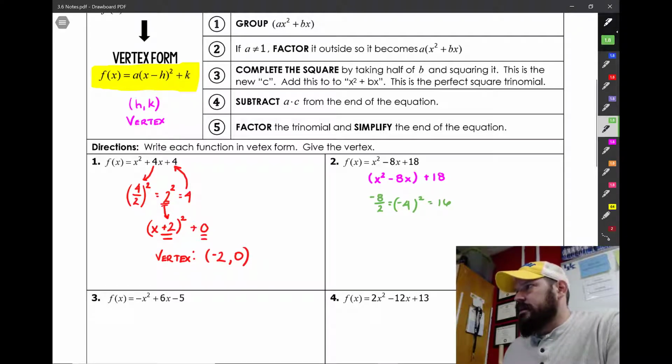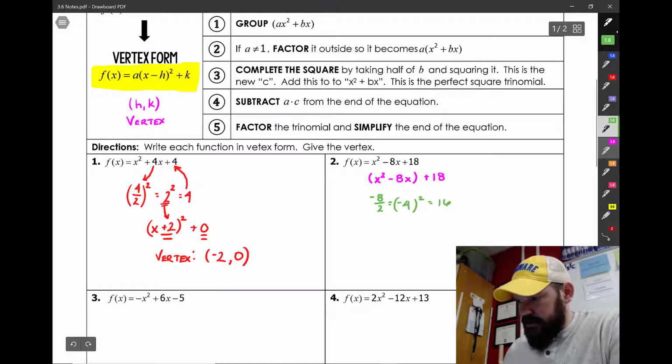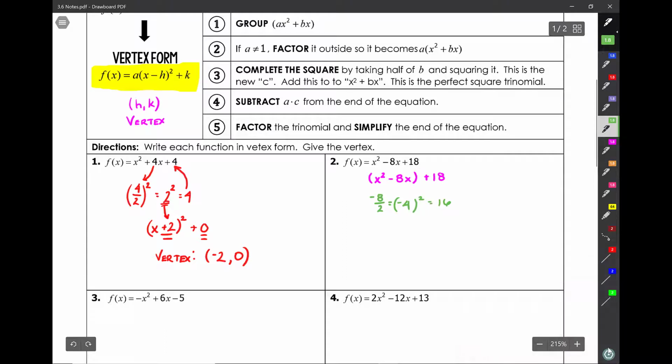So in this problem, what we want to do is take the terms that we separated and put in parentheses, and we're going to rewrite this as x squared minus 8x plus 16. And then we still have that plus 18. But then here's where we do something a little bit different. Since we added 16 to one part of this, we need to subtract 16 from the other part, because essentially now we've added 0. So we're not changing the value of the problem, but we are making it something easier to work with.